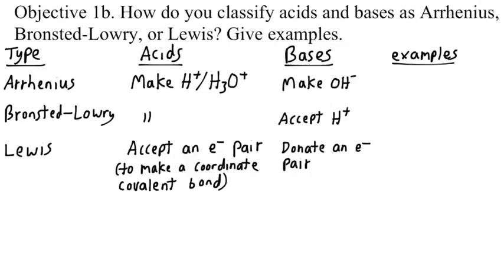Let's look at some examples. Arrhenius would be some things like HCl or NaOH. Bronsted-Lowry would be HCl for acids. NaOH could work actually as a Bronsted-Lowry base because hydroxide can accept H+ and turn into water. And then a more typical Bronsted-Lowry base is NH3 because it can accept H+ and turn into NH4+.